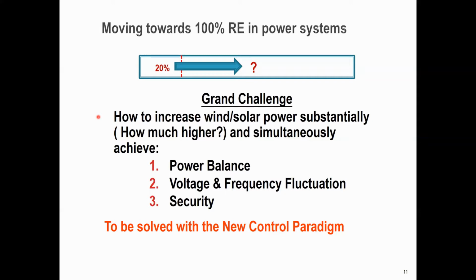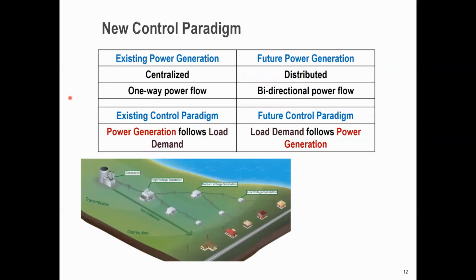So we need to change the control paradigm. If we compare the existing power generation and future power generation, we can see the difference. In our existing power generation, it is basically a centralized system. That means power is centrally generated in the power station, and then the power flow is one way from the power station to the load cell. And the control paradigm has been power generation following load demand.